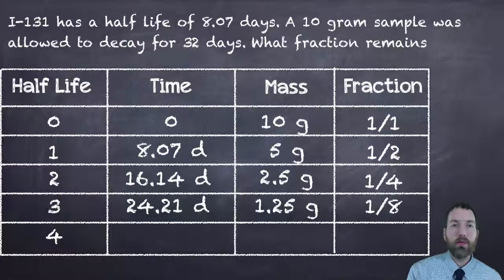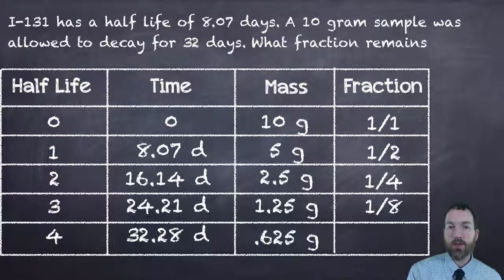And after the fourth half-life, another 8.07 days go by, so I'm up to 32.28, which is what it's being allowed to decay to. So it doesn't have to be exactly 32. If this is what it's close to, you're good. So the mass will be 1/2 of 1.25 grams, so we're down to 0.625 grams, and the fraction remaining would be 1/16.